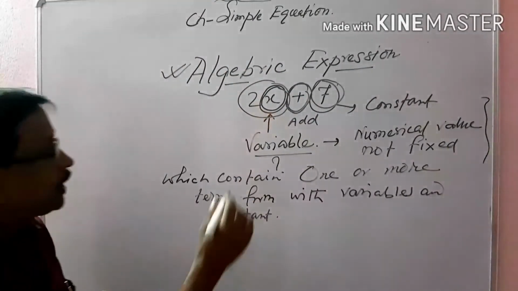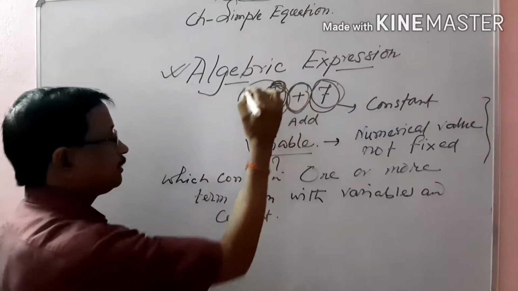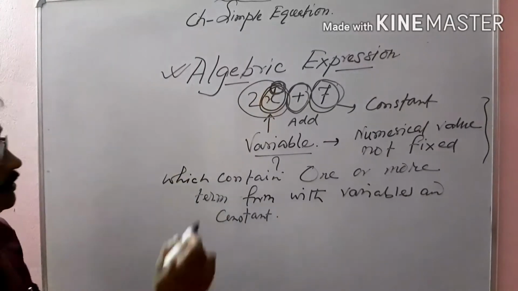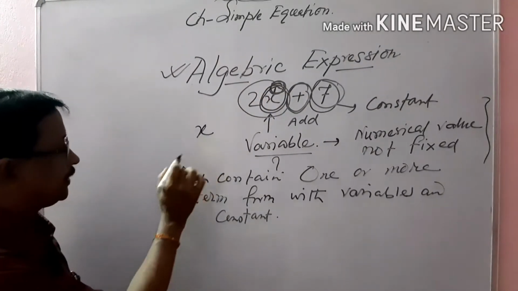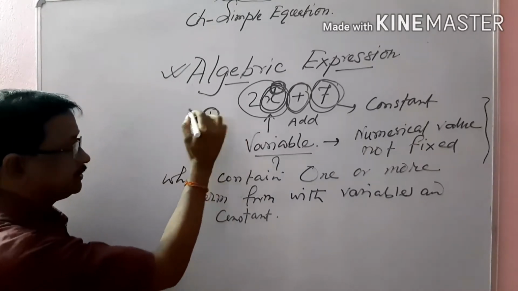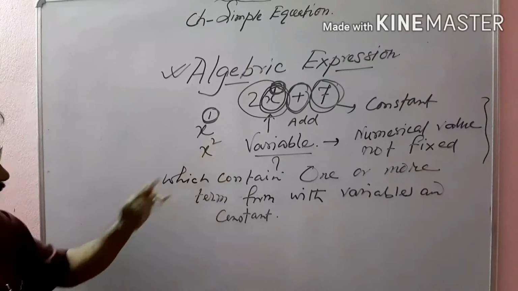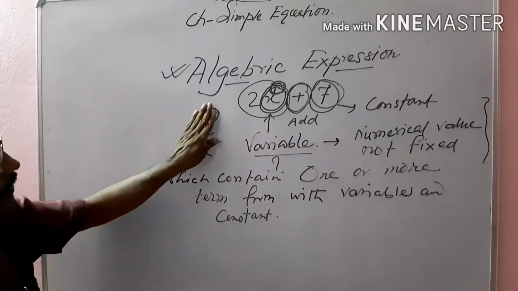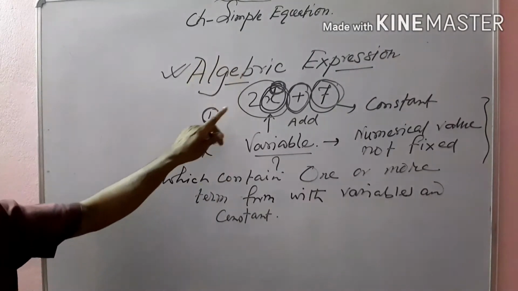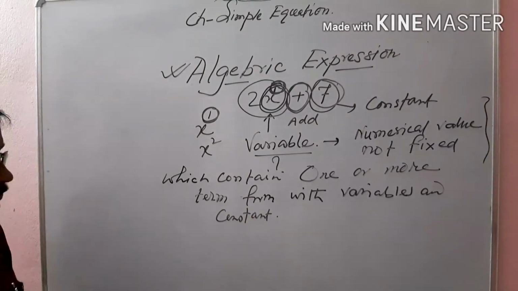Even its power: whatever the power is, if there is no number then its power is 1. If I write x only, no power means the power is 1. If you write x square, it is the quadratic form, okay? But this one I am not telling now. First understand simple equation, okay? So it is clear now what we mean by algebraic expression.